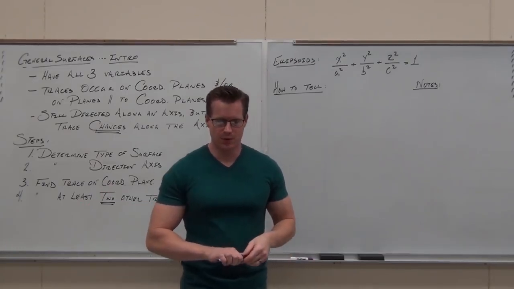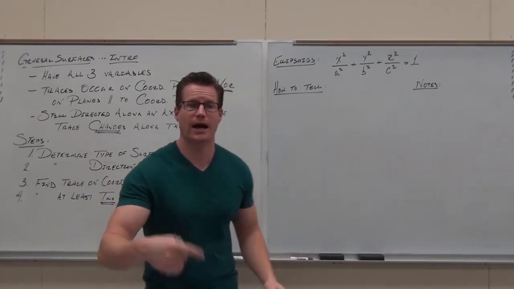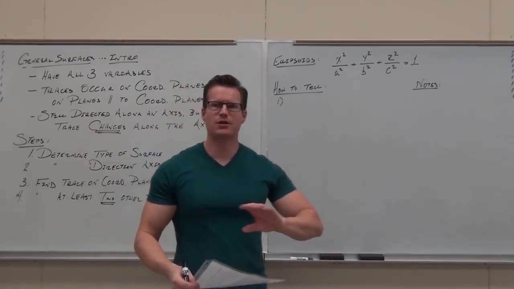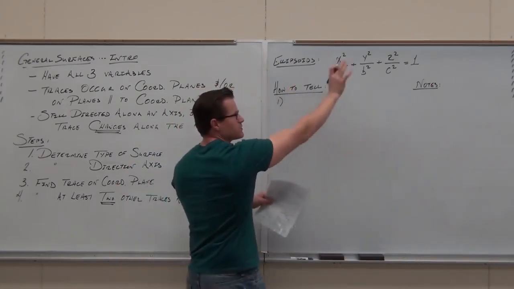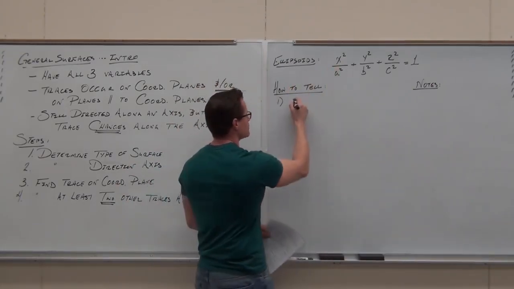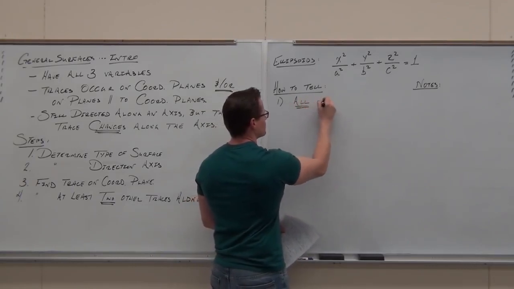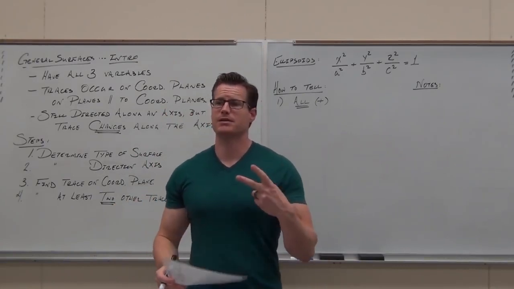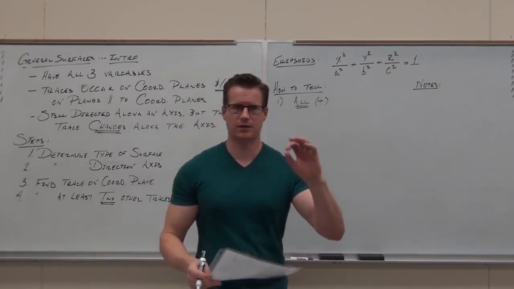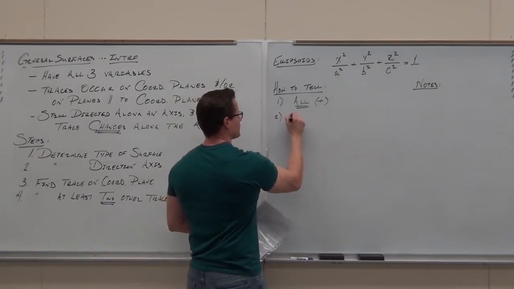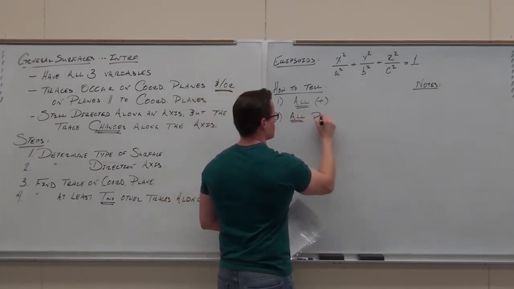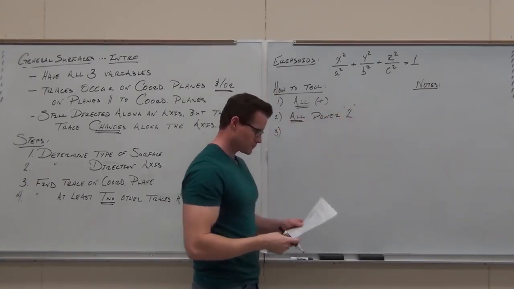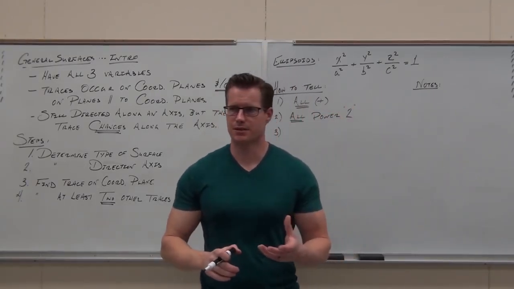So number one, when you have an ellipsoid, here's how to tell that you actually have that. First thing, everything is positive. Everything you see is positive. There's no minuses, there's no negatives. Number two, everything has a power 2. X squared, y squared, z squared. And number three, there's a constant associated with it.